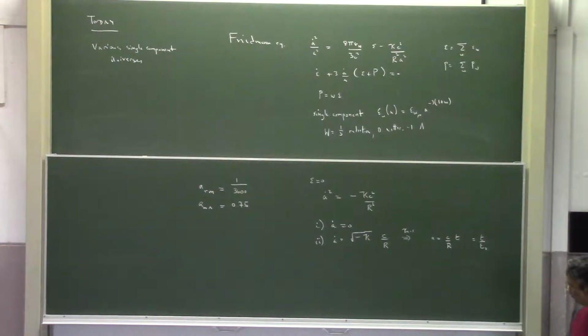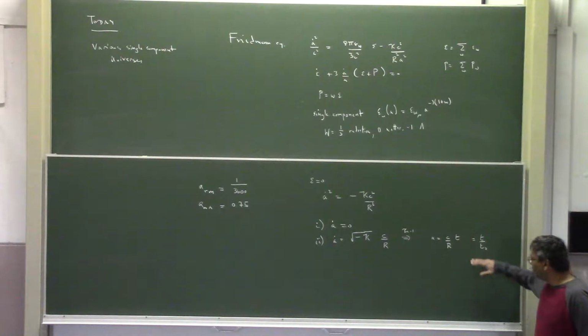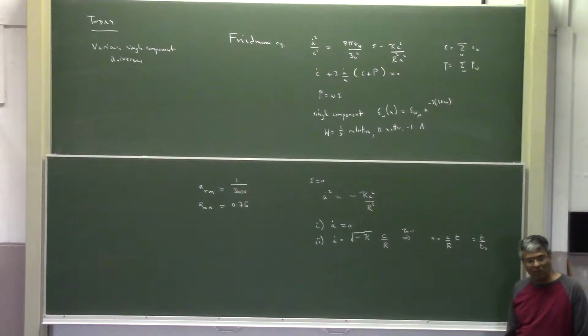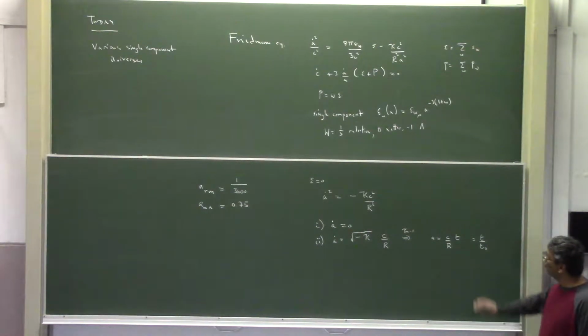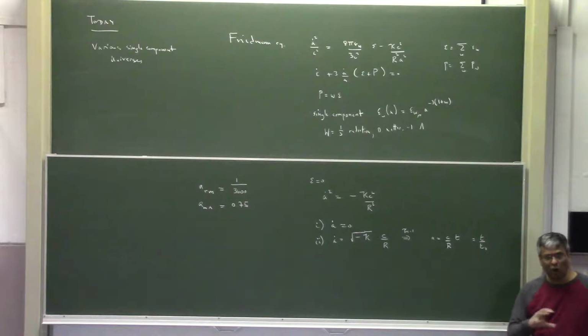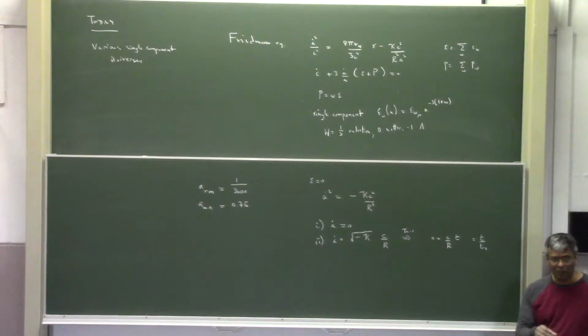So we're going to explore this universe and then subsequently various other single component universes where we'll turn curvature off and turn on one component in the energy density, either radiation or matter or cosmological constant.